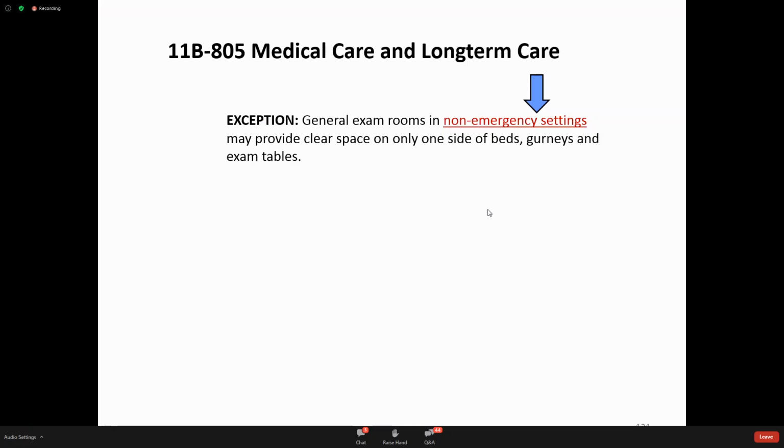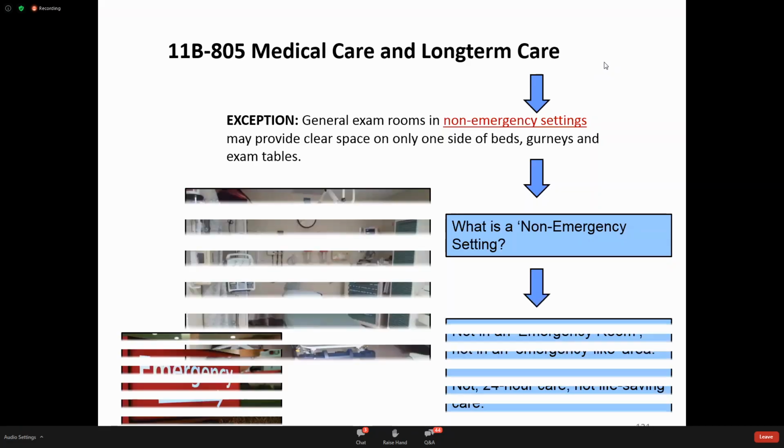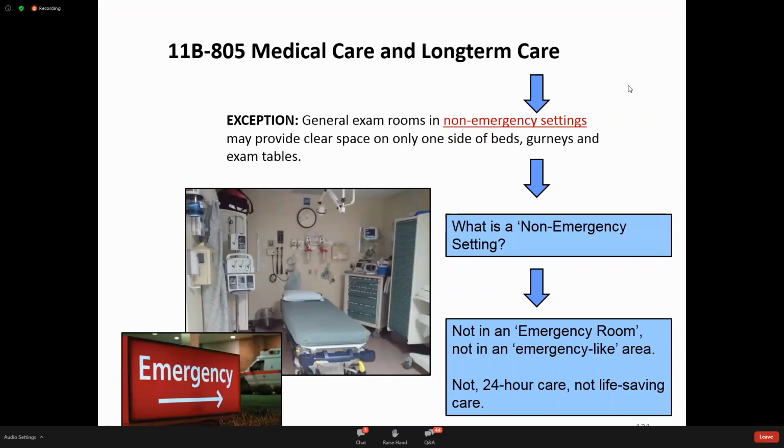Now, moving on to the non-emergency setting piece of this. The way I describe it, while code does not define it, the way OSHPD intends it, and I've talked to the people that wrote the code section at length, I'm pretty certain I know what they mean. A non-emergency setting would be not for life-saving procedures.